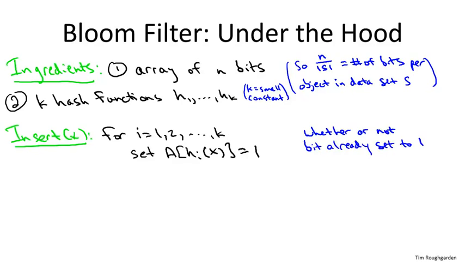And when we do this insert, we don't even bother to look at what the previous values of these bits were. So 0 or 1, we don't care. We just blithely go in and set these K bits equal to 1, whatever they were before.